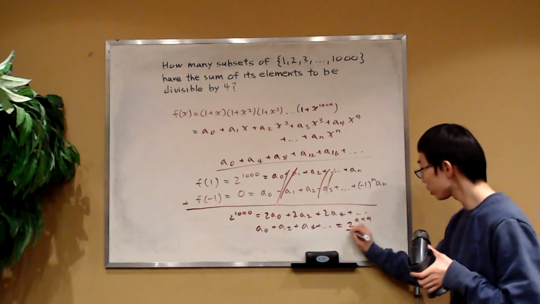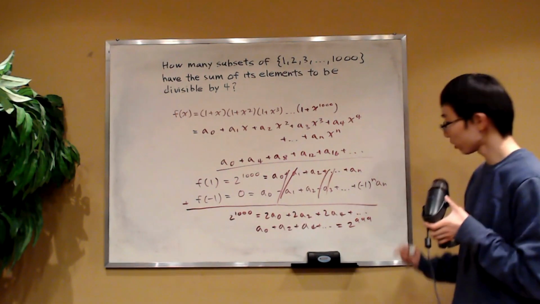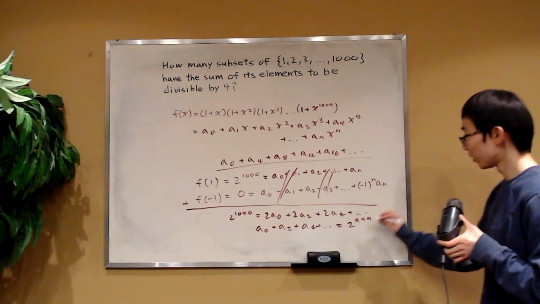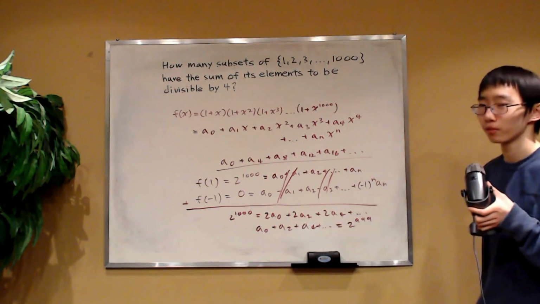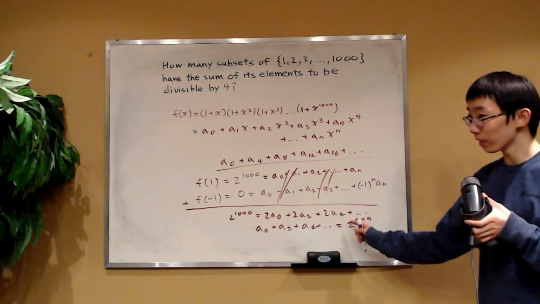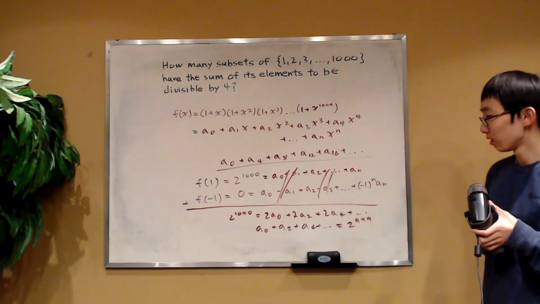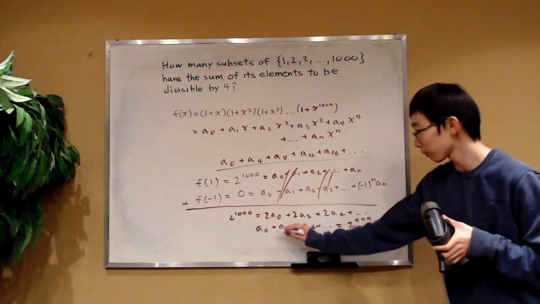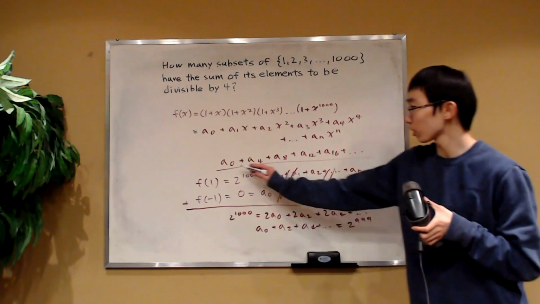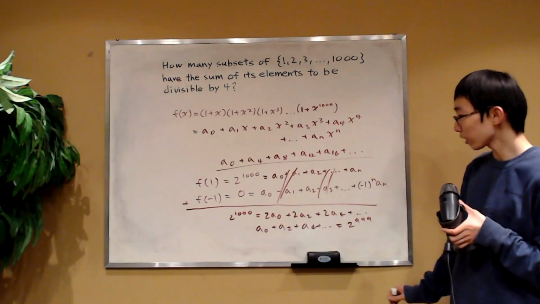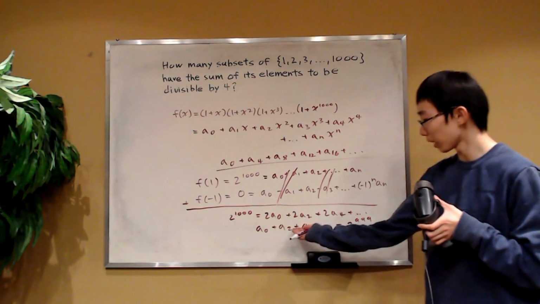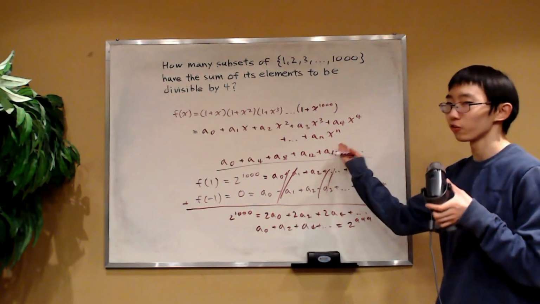So there are 2 to the 100, sorry, what? I don't know why I started boxing this, but there are 2 to the 999 subsets, which will give you an even sum. This looks very close to what we want over here. Here, the coefficients were skipping every 2, right? But over here, the coefficients, or the index rather, was skipping every 4. How can we convert a problem where we skip every 2 to where we skip every 4?